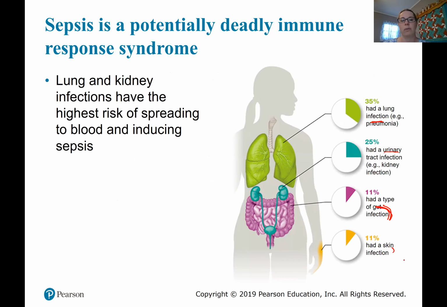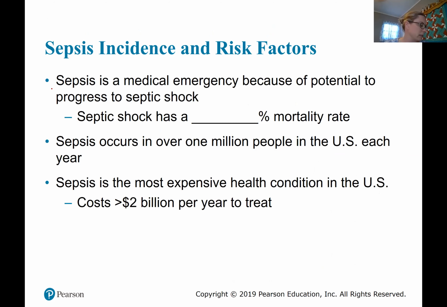And so again, remember, a lot of these systemic infections or sepsis starts out in a localized area, and then the pathogens or the toxins spread into the bloodstream or the lymphatic system. And so kidney and lung infections have the highest risk of spreading to the blood when you compare to other localized infections.